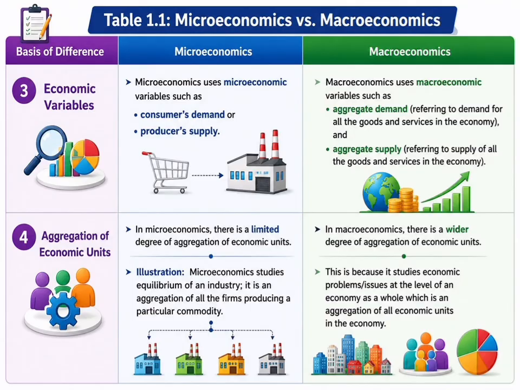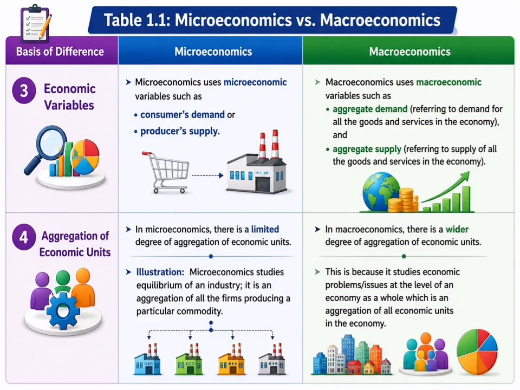In microeconomics, we study individual demand and individual supply. For example, suppose you go to a supermarket to buy chocolates. The number of chocolates you want to buy is called consumer's demand. Now think about the shopkeeper. The number of chocolates the shopkeeper is ready to sell is called producer's supply. Since we are talking about one consumer and one producer, this comes under microeconomics.